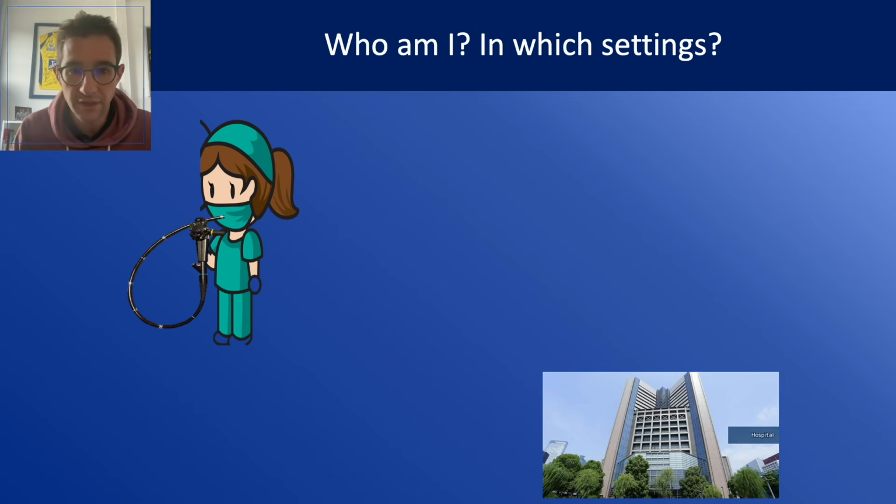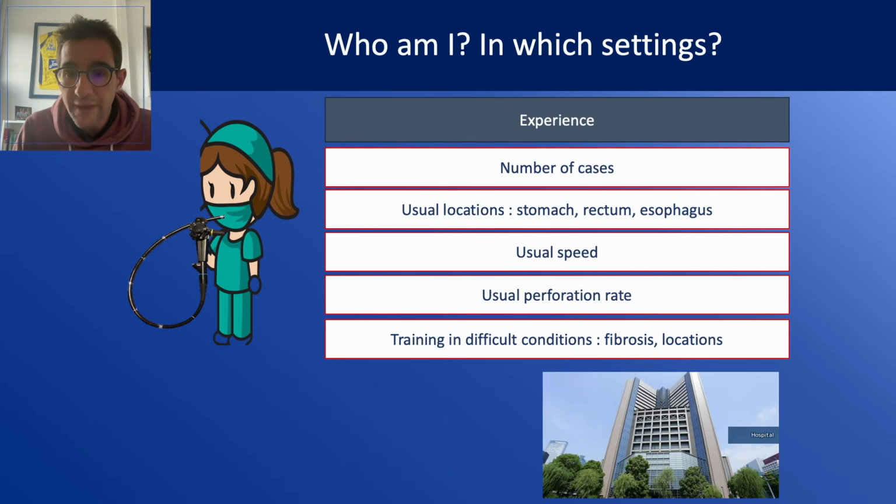The first key point for me is, who am I? In which settings? I mean, what is the experience of the physician and of the center? It means, what is your number of cases? What is your usual practice of ESD? Is it stomach, rectum, esophagus? What is your usual speed in terms of square millimeters per minute? What is your perforation rate? And do you have any experience and training in difficult conditions? It means fibrosis, angles, valvula, etc. It is a very important point.